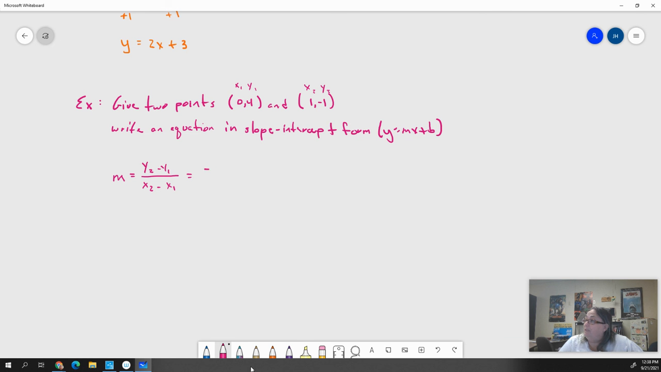So I'm going to go negative 1 minus 4 over 1 minus 0. Right? All I did was plug those numbers in. Here I've got minus 1 minus 4. Well, that's negative 5 over 1 minus 0, which is 1, which just gives me a slope of negative 5, right? So my next step is I need to use that point slope formula to find the equation of the line that we're looking for.